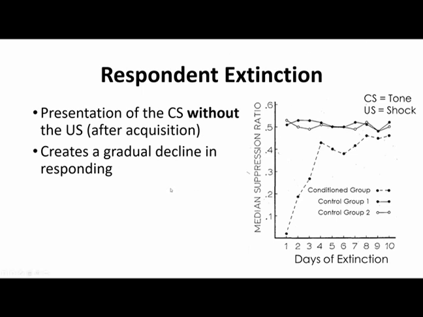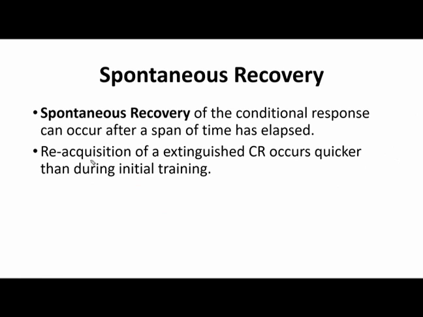So the idea would be that with this respondent extinction, there should be a base level of responding that tends to happen. So you sit at a fairly high level of responding. And as you have the exposure to that CS without getting the US afterwards, you'll see a drop off in response. And as you might expect, when we talk about extinction, we can also talk about spontaneous recovery, same as what we have already spoken about for operant behaviors as well. So spontaneous recovery of our conditioned response can occur after a particular time has elapsed.